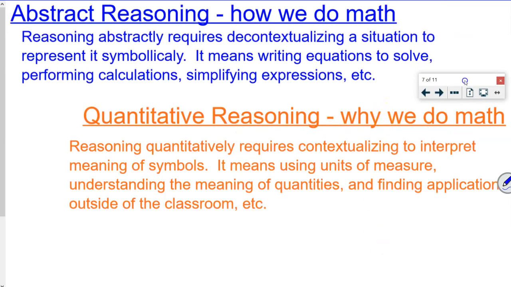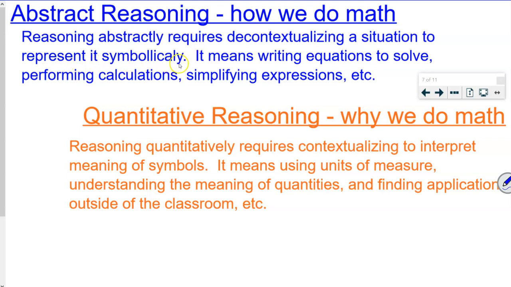Okay, so don't write this down yet. I'll tell you when it's time to write down. But I want you to make sure that you're paying attention and understanding what we're really talking about. When I say abstract reasoning, I'm really talking about how we do math. So when we're doing math, we're decontextualizing a situation. What that means is we have this whole real life situation, but we're not focusing on the real life aspect of it. We're just focusing on different pieces. So we're taking out the story and just focusing on the symbols.